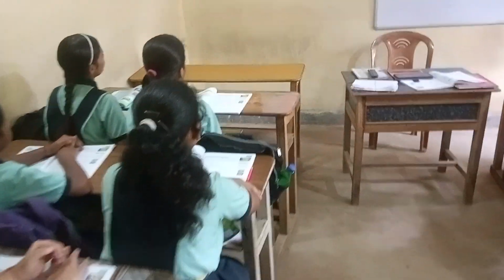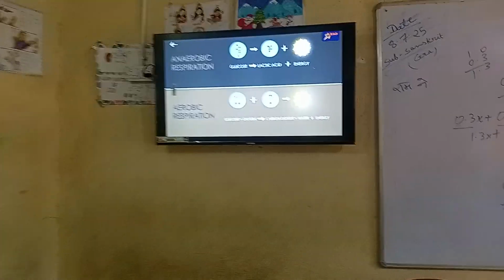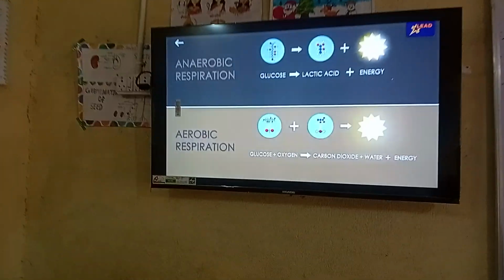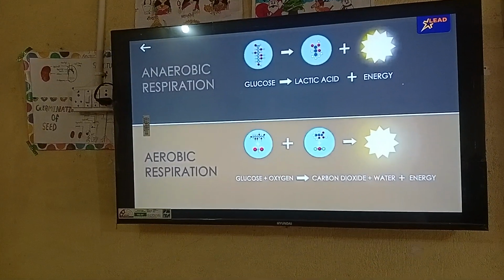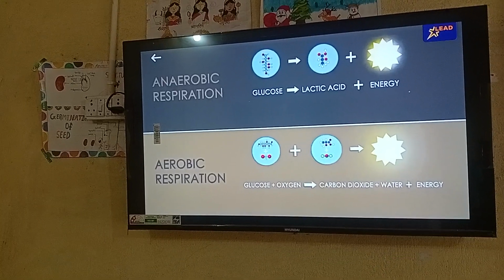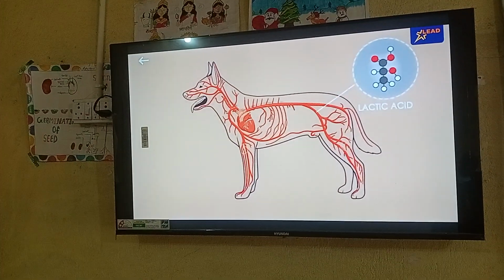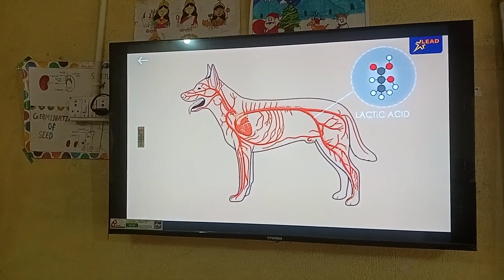There is no oxygen involved in anaerobic respiration. Also, less energy is released. This is because the glucose is only partially broken down, so it is less efficient than aerobic respiration. The glucose is broken down into lactic acid and energy.